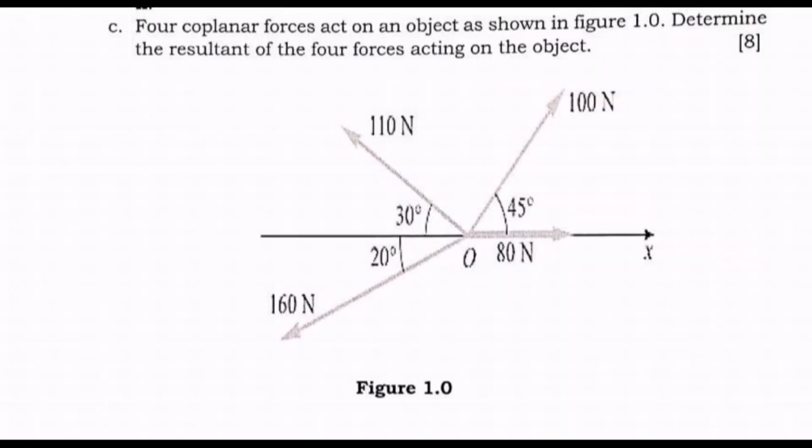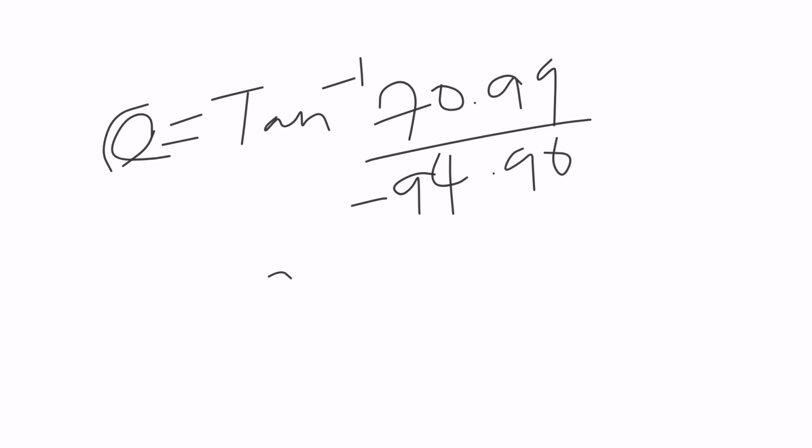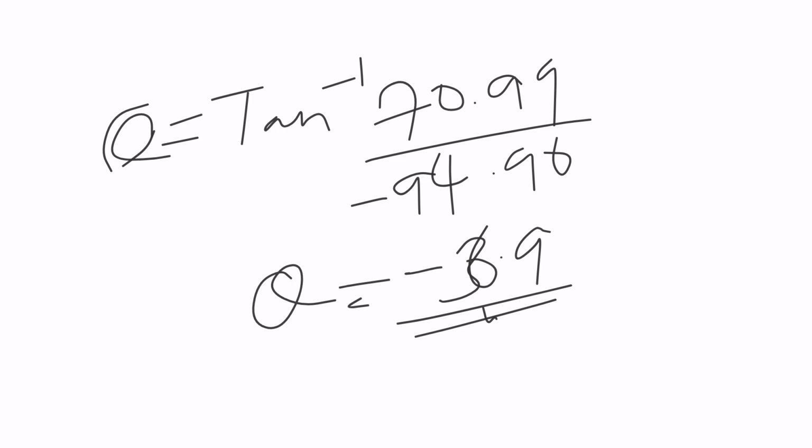So what is the theta? Just write theta is equal to tan inverse of 70.99 over negative 94.90. So the theta or the direction, it will be negative 36.9. So that is the answer for the theta.